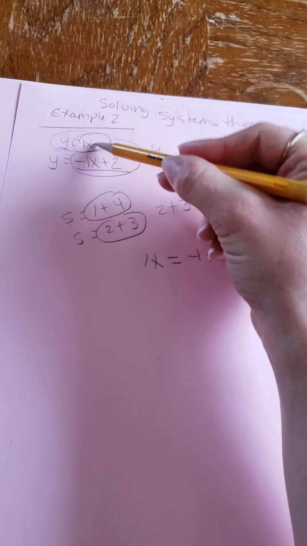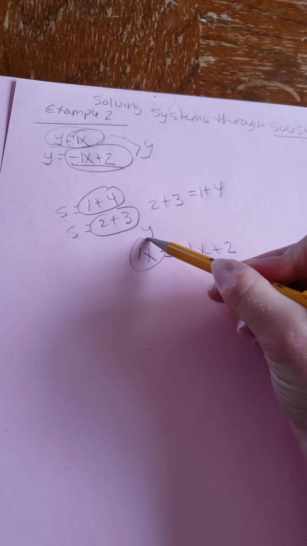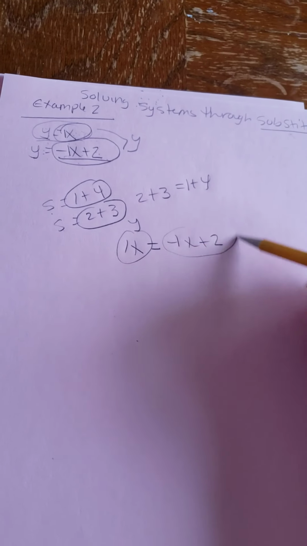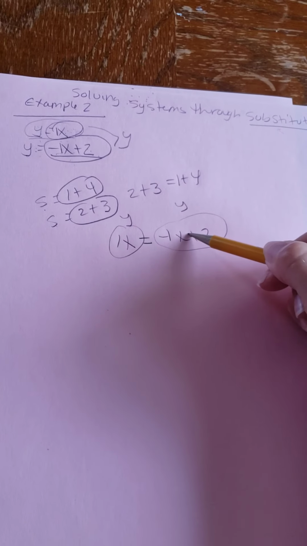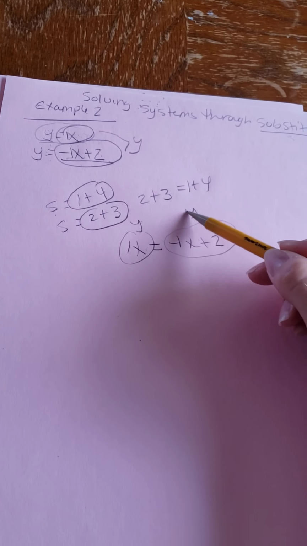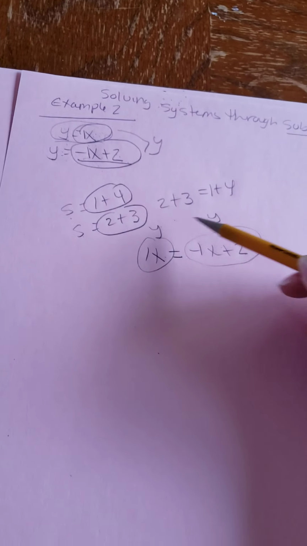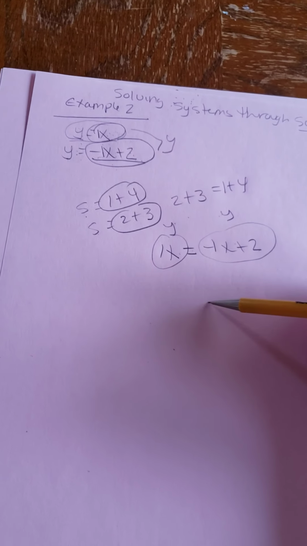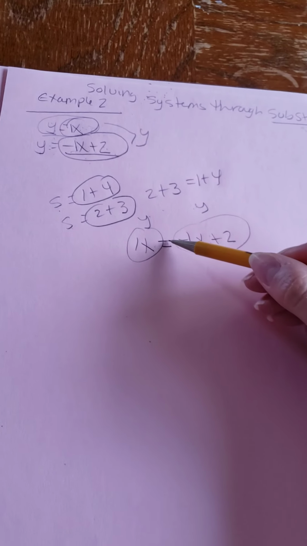Again, why can I say that? Because 1x equals y. This is y. And then -1x plus 2 also equals y. So if this is y and this is y, we know y equals y. It's just like 5 equals 5 or 2 equals 2 or 7 equals 7. They're the same thing. So you can set them equal. All right, once you've done that, you're going to solve.